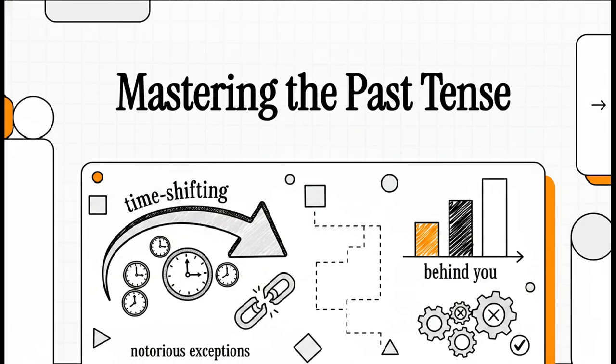Okay, let's dive right into this. Today we are mastering the mechanics of time-shifting grammar. If you want to communicate with absolute precision about things that are already behind you, well, you're in exactly the right place. In this explainer, we're breaking down how a few structural rules and some notorious exceptions can completely alter the timeline of our sentences. We're going to break the whole thing down structurally and logically.